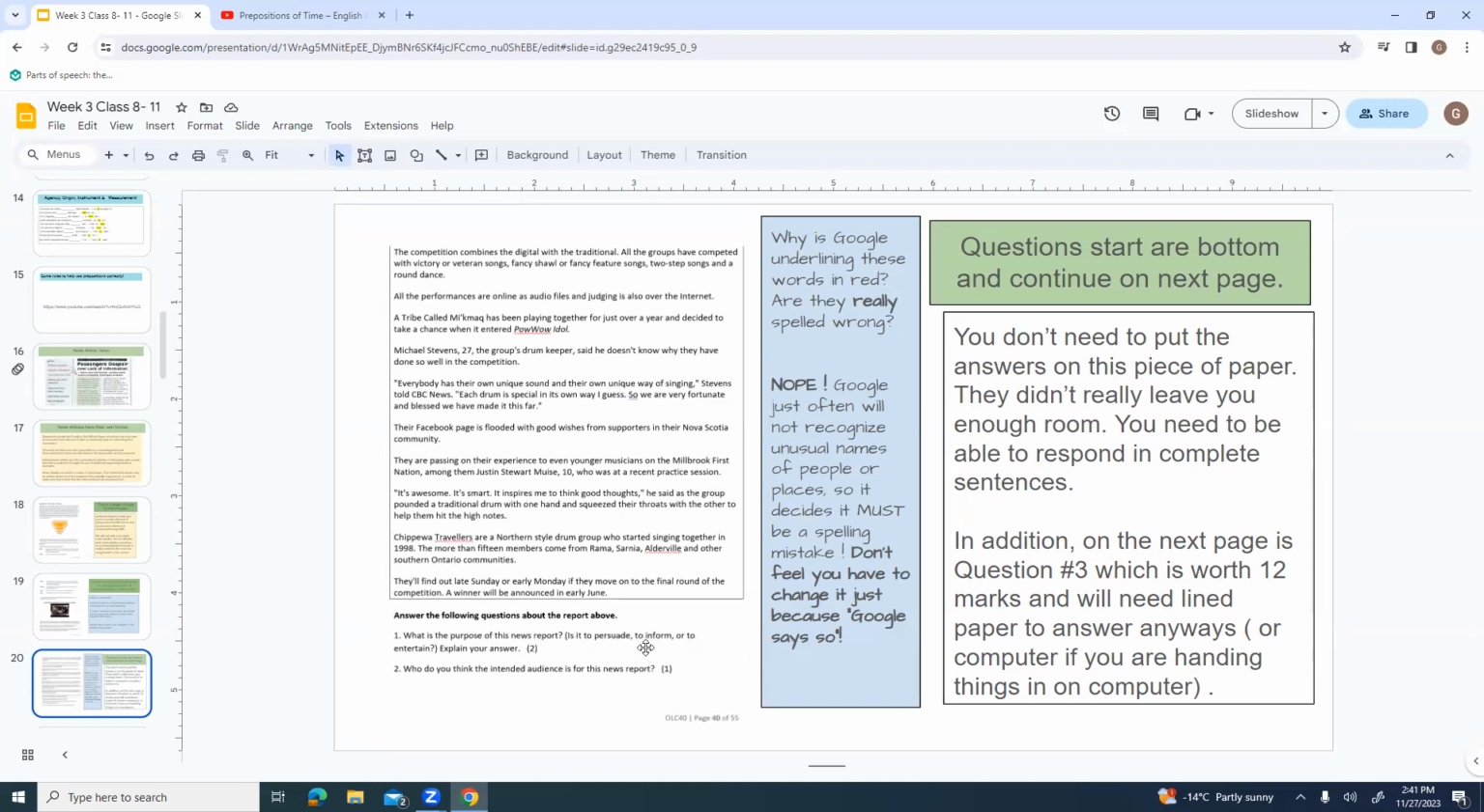And I have a lot of people hand me in these two, but this is only worth 3 marks. The next part is worth 12 marks. So you've got to make sure that you notice and answer the questions on the next page, okay? You do not need to put your answers on this piece of paper. They didn't really leave you enough room. You need to be able to respond in complete sentences. So I just advise you to get some lined paper and answer questions on the lined paper.